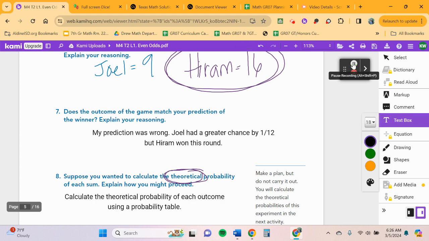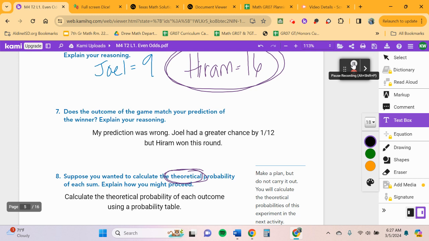Alrighty, let's compare answers. So, does the outcome match our prediction? Well, my prediction was wrong because I thought that Joel was going to win, being that he had a higher chance. However, Hiram won this round because more odd numbers were rolled on the dice than even.